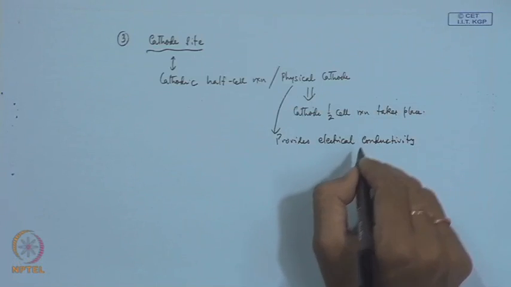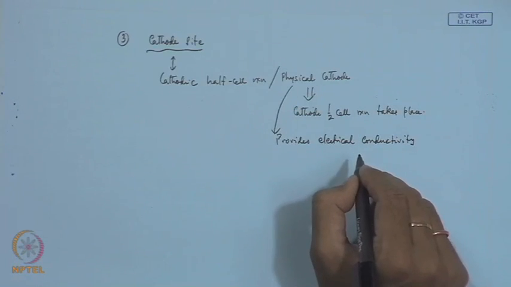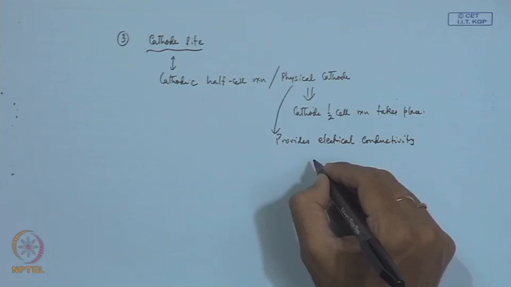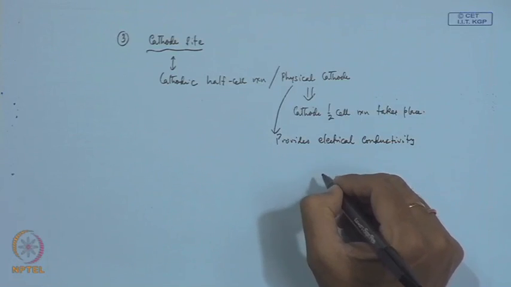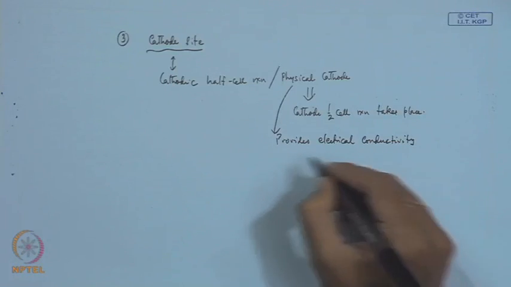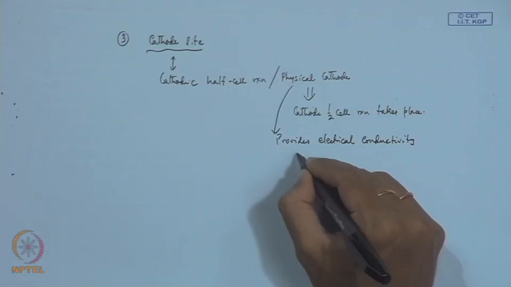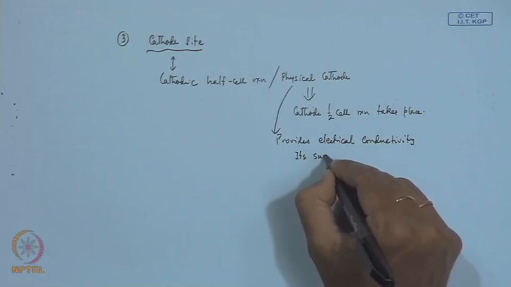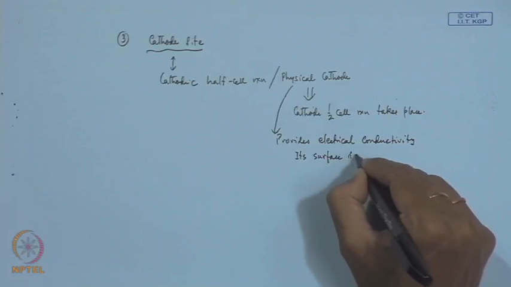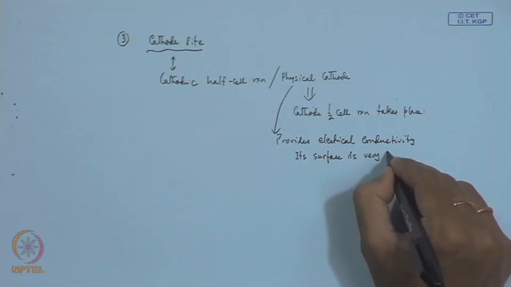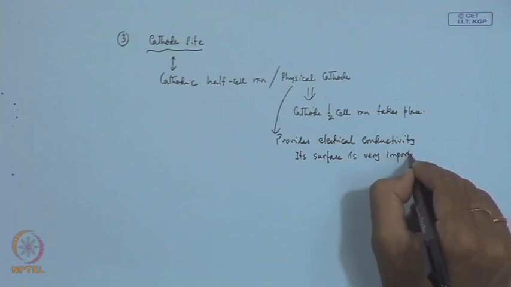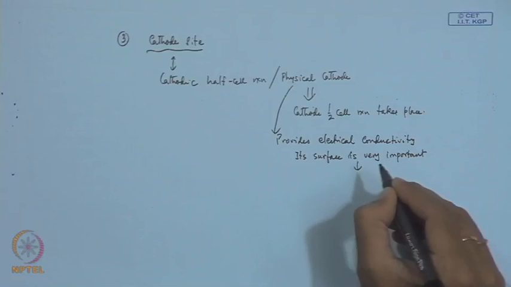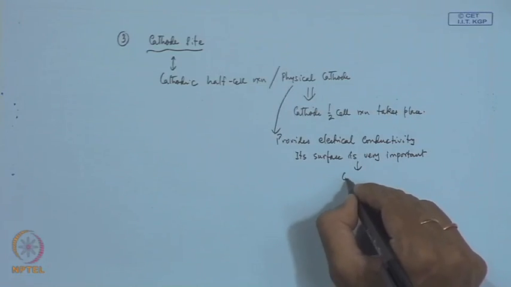Okay, and this reaction will occur on a surface which has the capability to conduct electrons. So the surface is very important. It provides electrical conductivity, and its surface is very important. So it should have the capability to conduct. So, a conducting surface.